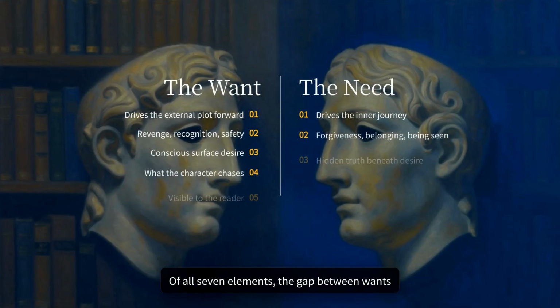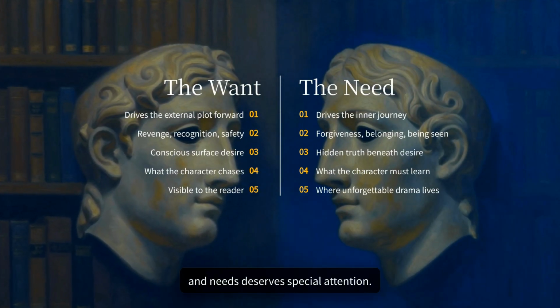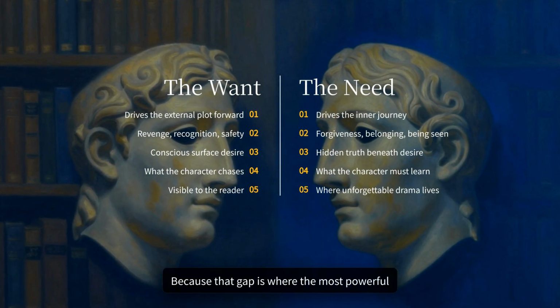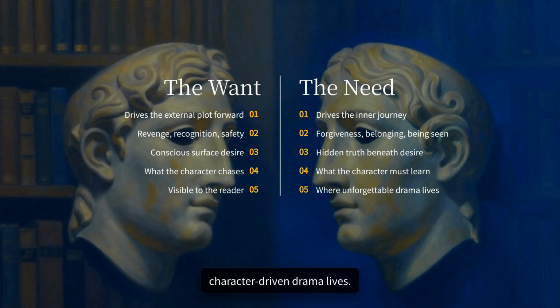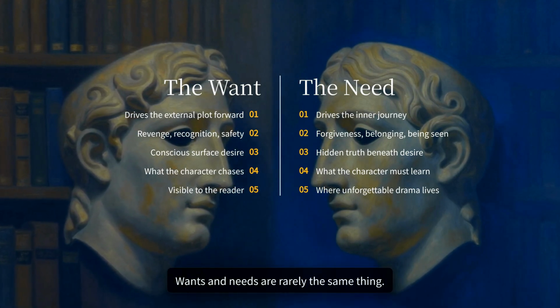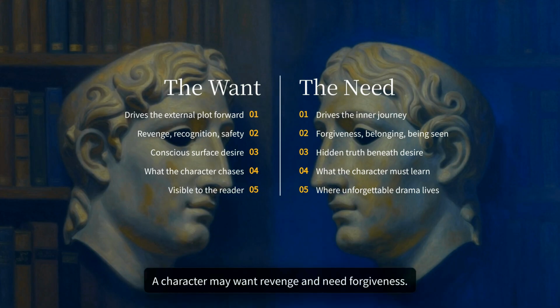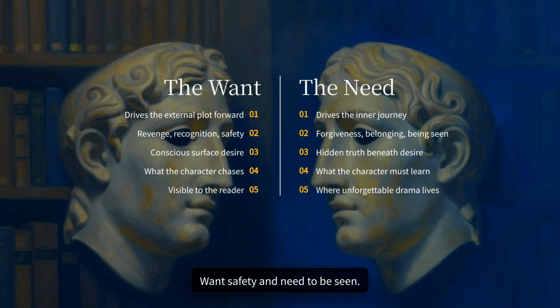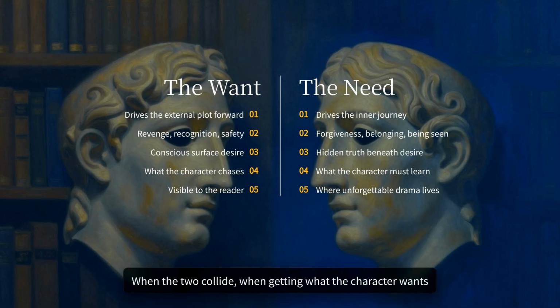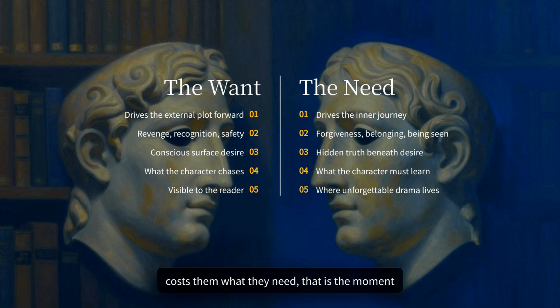Of all 7 elements, the gap between wants and needs deserves special attention, because that gap is where the most powerful character-driven drama lives. Wants and needs are rarely the same thing. A character may want revenge and need forgiveness, want recognition and need belonging, want safety and need to be seen. The want drives the plot forward. The need drives the inner journey. When the two collide, when getting what the character wants costs them what they need, that is the moment readers remember long after the last page.